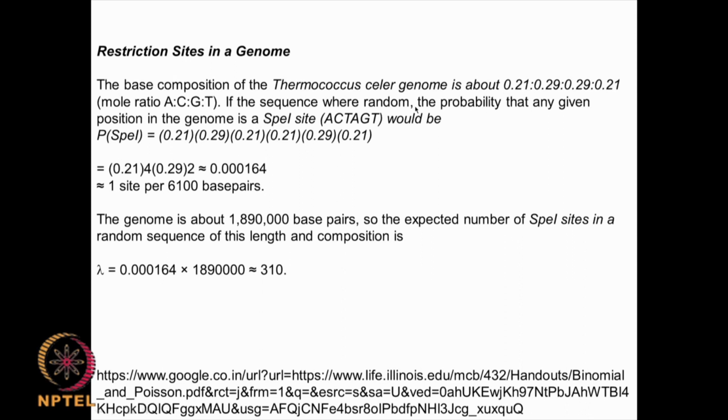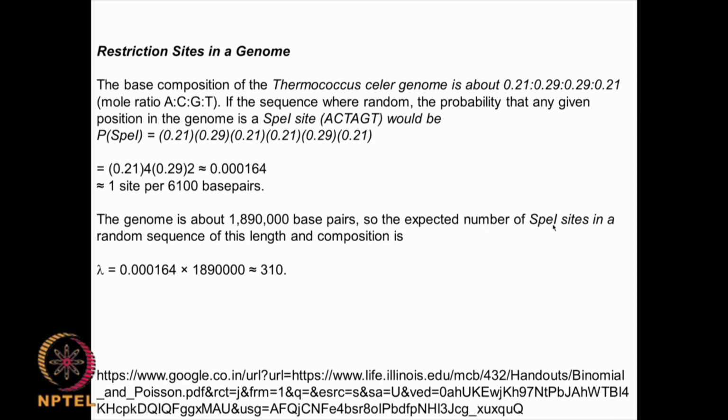If the sequence were random, the probability that any given position in the genome is a SpeI site, that is ACTAGT, would be 0.21 for A, 0.29 for C, 0.21 for T, 0.21 for A, 0.29 for G, and 0.21 for T. So, the probability that you have a SpeI site will be the product of all these, which is equal to 0.000164, that is one site per 6100 base pairs. Now, this genome is about 1,890,000 base pairs.